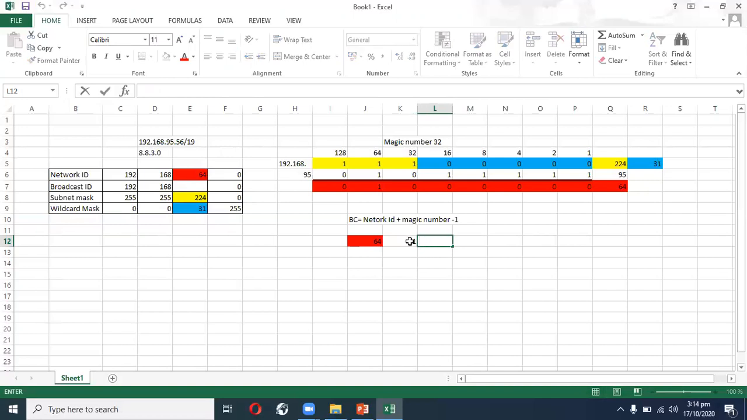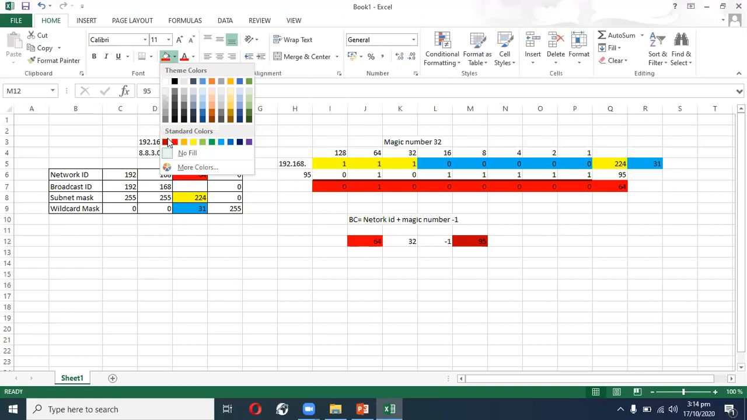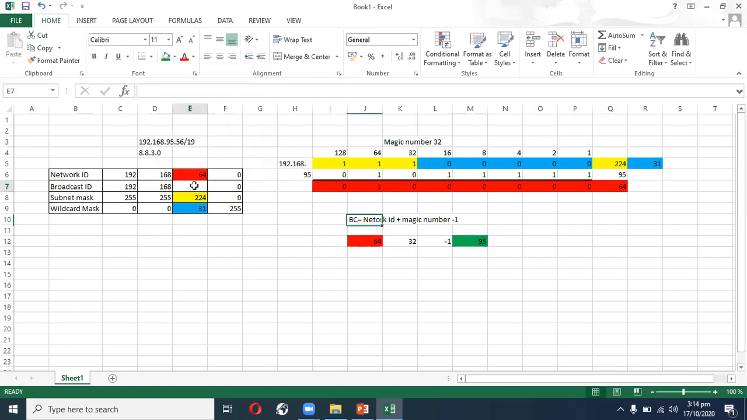So 32 minus 1. So this becomes 64 plus 32 minus 1 is 95. So this is our wildcard. Let me give it another color. Yellow we have used. Let's make it green. So this is our.